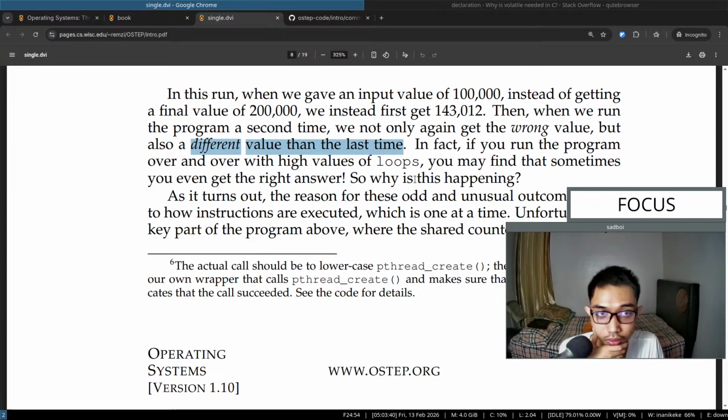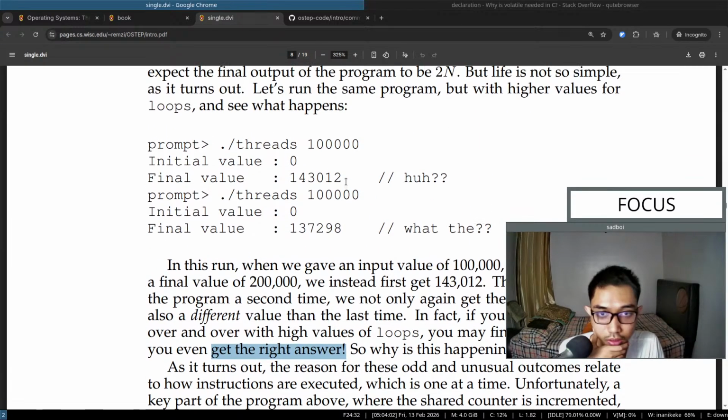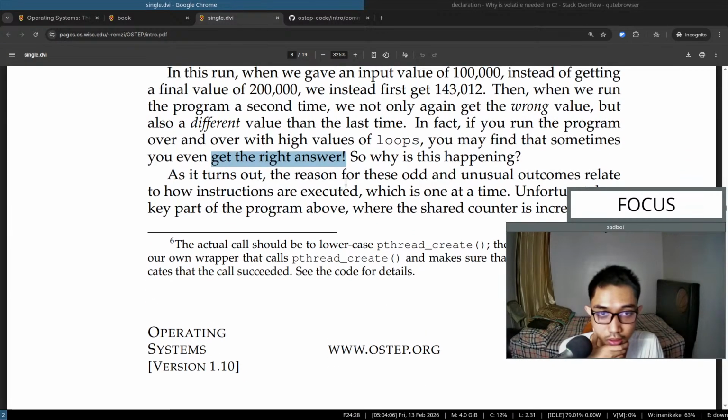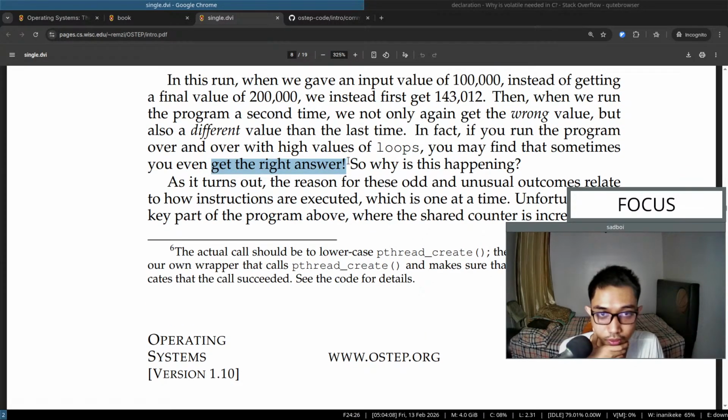In fact, if you run the program over and over with high values of loops, you may find that sometimes you even get the right answer. So there's a chance we still get the right answer. Interesting. So why is this happening?